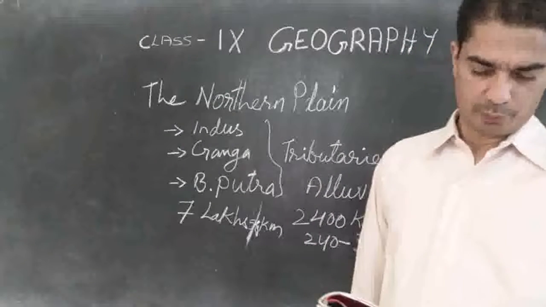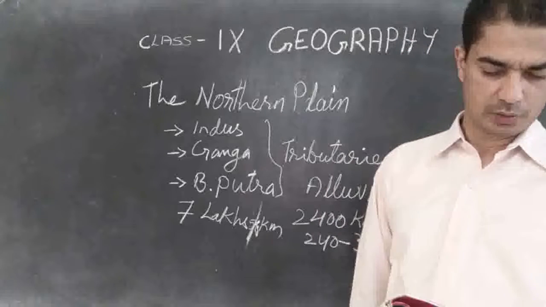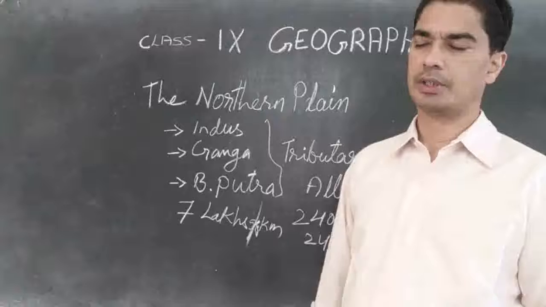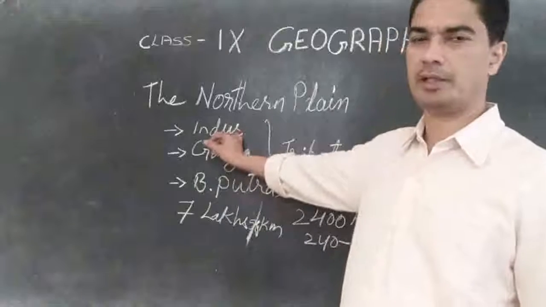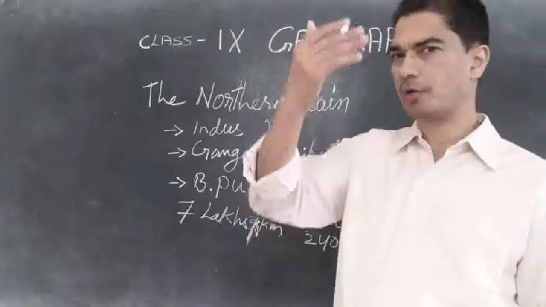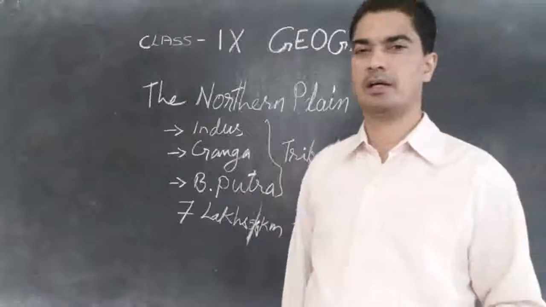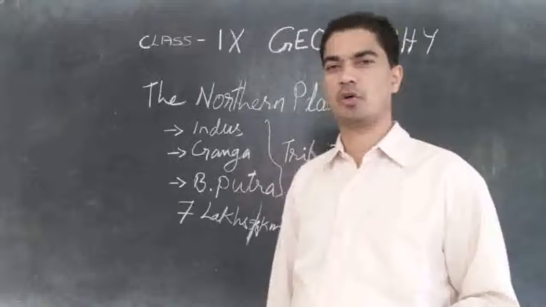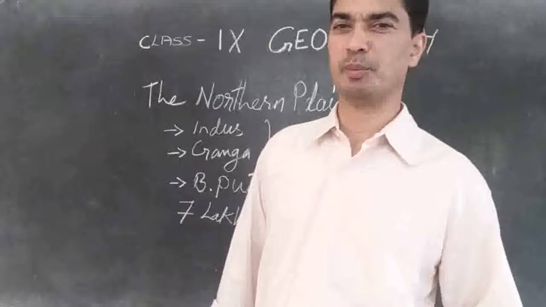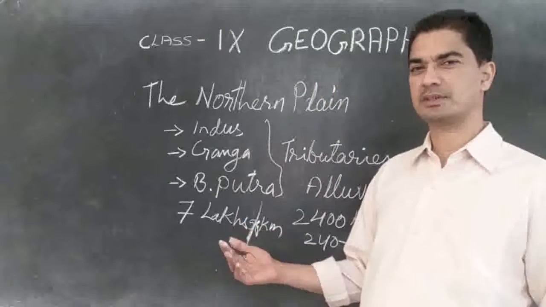And the rivers coming from northern mountains are involved in depositional work. So we said three rivers are there: Indus, Ganga and Brahmaputra. These three rivers are flowing from the Himalaya and they are doing this work of depositing. What are they depositing? Are they depositing money in the bank? They are depositing soil, pebbles and so on.